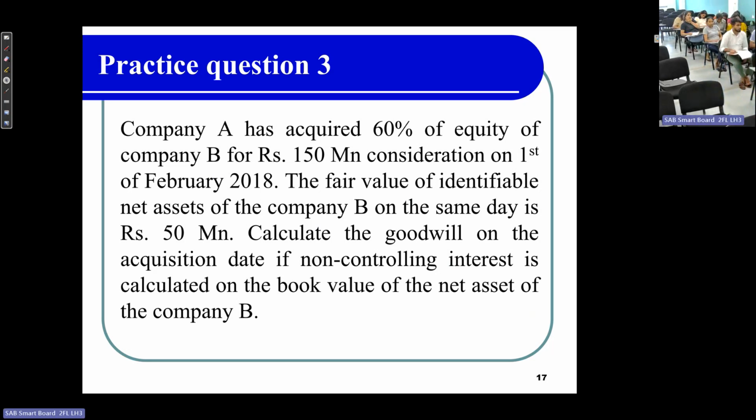Company A has acquired 60% of equity of company B for 150 million consideration on 1st of February 2018. Fair value of identifiable net asset of company B on the same day is 50 million. Calculate the goodwill on the acquisition date if non-controlling interest is calculated on the book value of the net asset of the company. What is the acquisition date? 1st of February 2018. On that date, we should calculate goodwill or gain on bargain purchase.